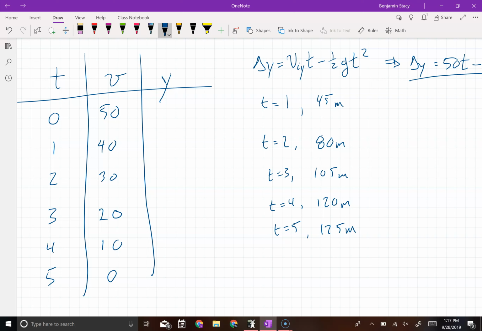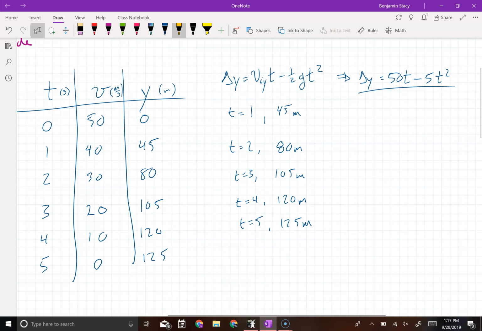At t equals 0, the position is 0. And then we have 45, 80, 105, 120, and its maximum height 125. And this is position in meters, velocity in meters per second, and time in seconds.